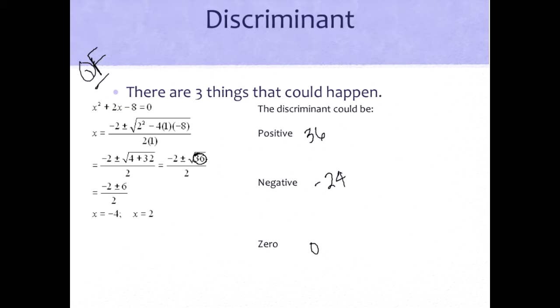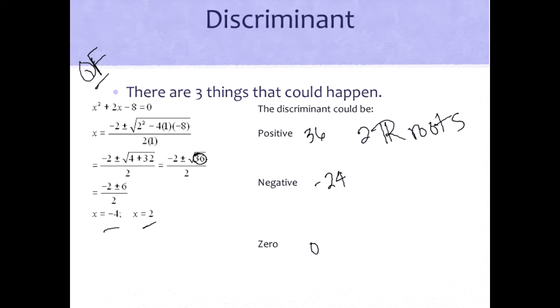If you will notice, the square root of 36 is simply 6. The square root of 36 is 6. And I ended up with 2 real roots. 2 real roots. Now I want to show you what that looks like in a minute graphically.